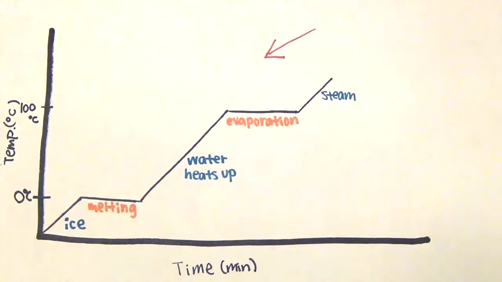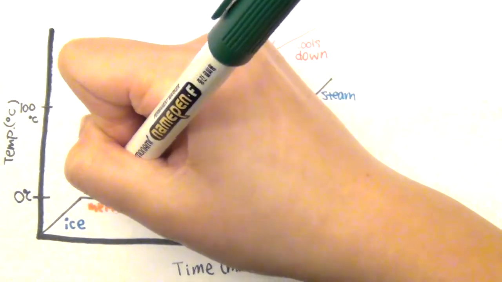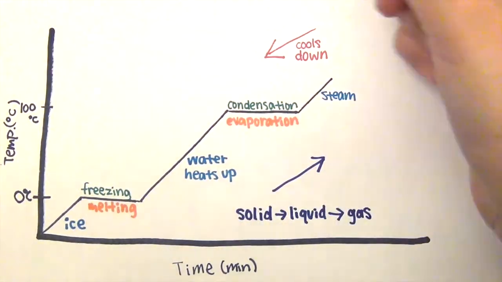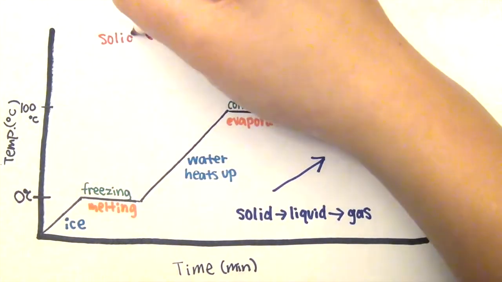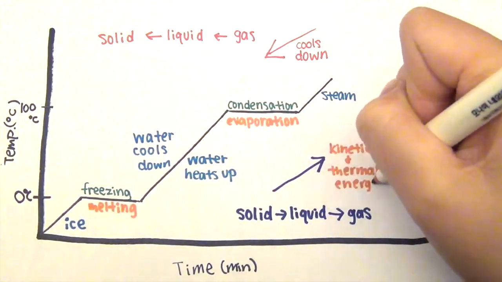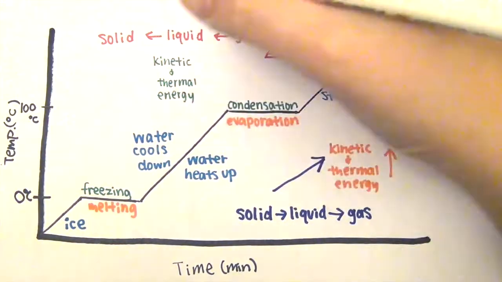Now, if we went the opposite direction, as steam cools and reaches 100 degrees Celsius, condensation takes place, which is the process by which a gas changes to a liquid. After condensing, as water cools down even more and reaches 0 degrees Celsius, its state of matter changes from liquid to solid by freezing, which is the physical change of a liquid to a solid. As temperature drops and gas becomes liquid and then solid, thermal energy decreases as kinetic energy drops at the same time.